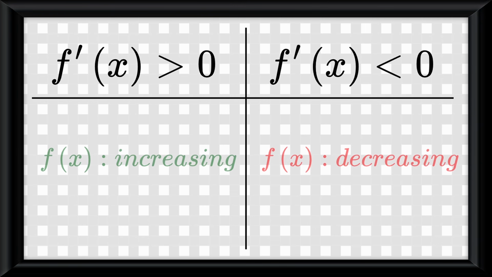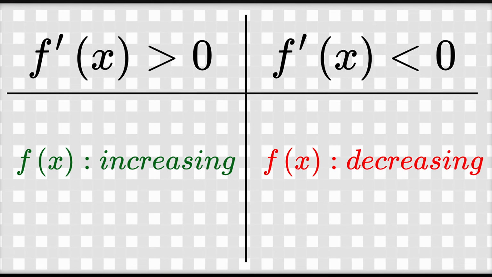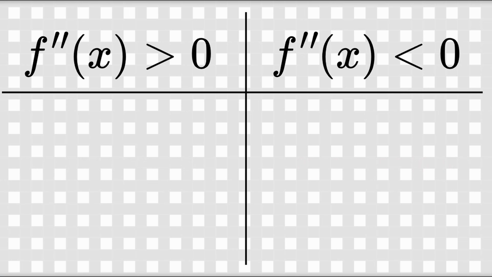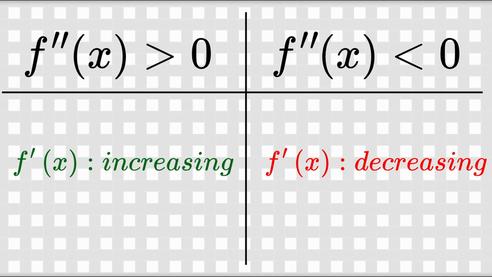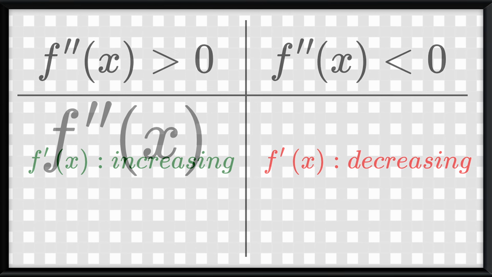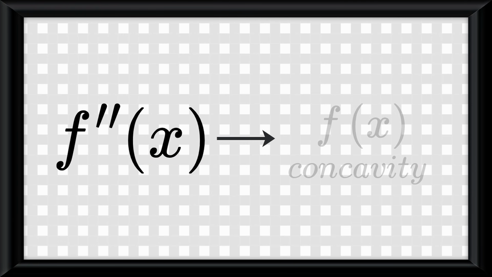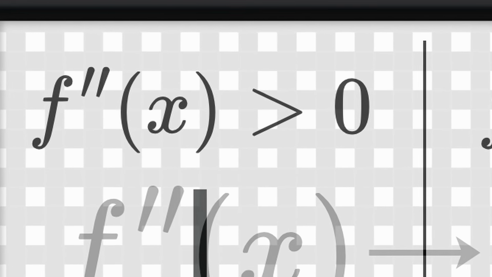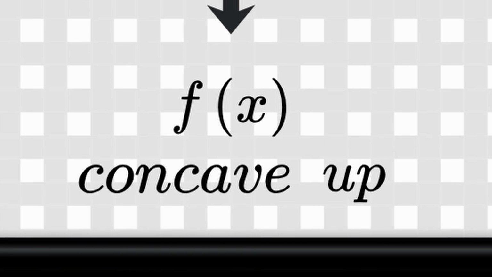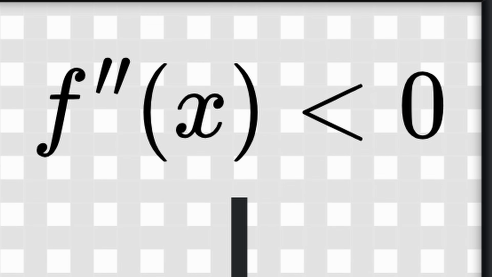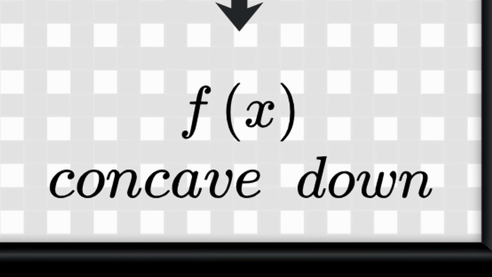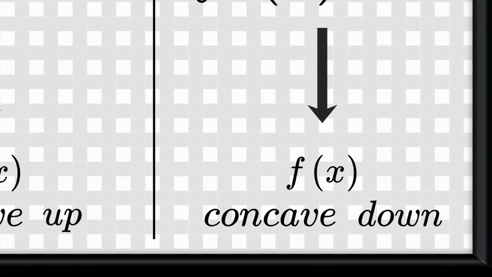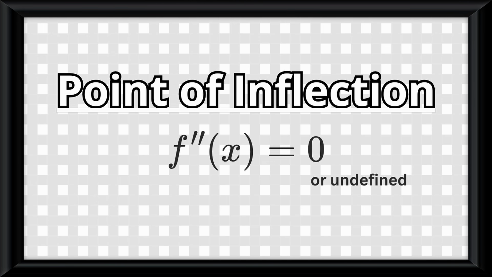Alright, final thing, the second derivative test. Essentially, the first derivative determines where the original function is increasing or decreasing. The second derivative will determine where the derivative is increasing or decreasing. This means the second derivative will also determine what the original function's concavity is at different points. If the second derivative is positive, the function will be concave up. If the second derivative is negative, the original function will be concave down. This would mean any point of inflection would happen where the second derivative is equal to 0.